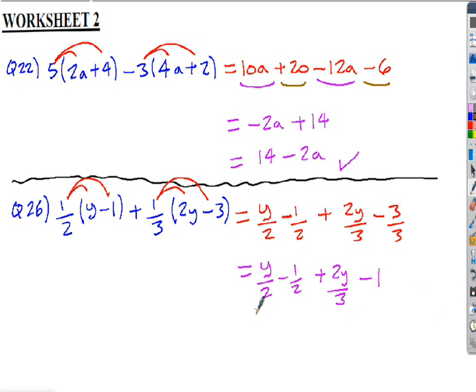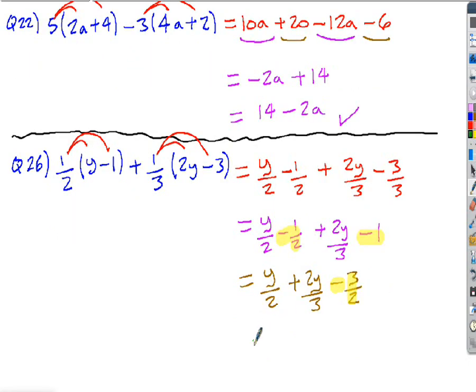Again, looking at the like terms, I have y upon 2 and the positive 2y upon 3, the like terms, and my constants negative a half and negative 1. So I could write the equation now as y upon 2 plus 2y upon 3, and put the constant at the end. That would be negative 3 upon 2. That's 1.5, a top-heavy fraction. So as these two terms have effectively been added together to produce the negative 3 upon 2.